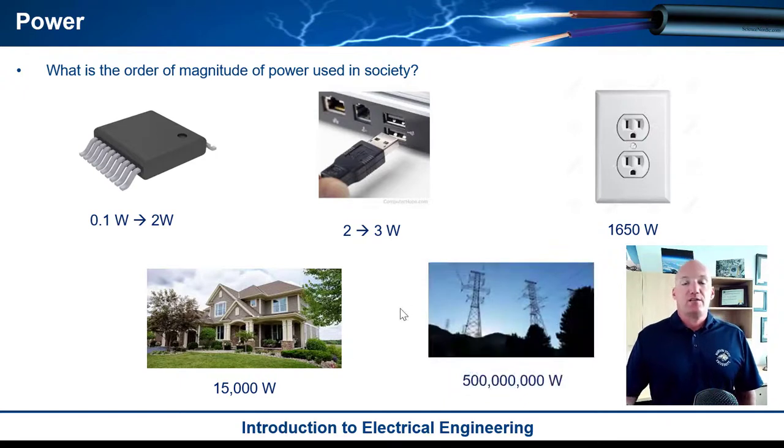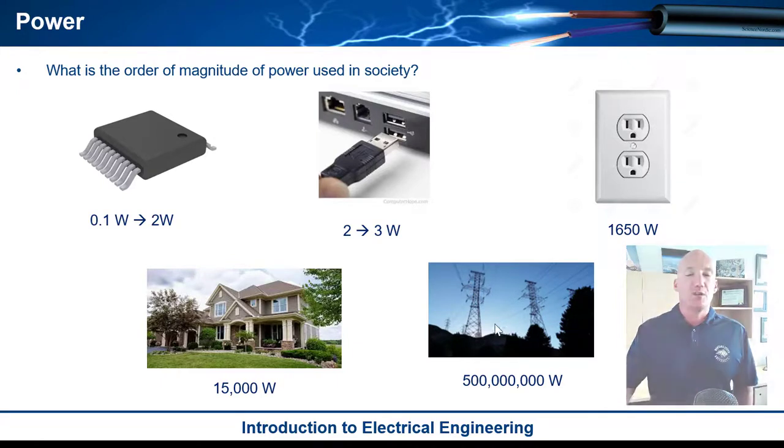And then finally, when you get to these big transmission lines that you see that are moving power from a generation source like a power plant to cities, those are carrying 500 million watts. Just huge numbers of power.